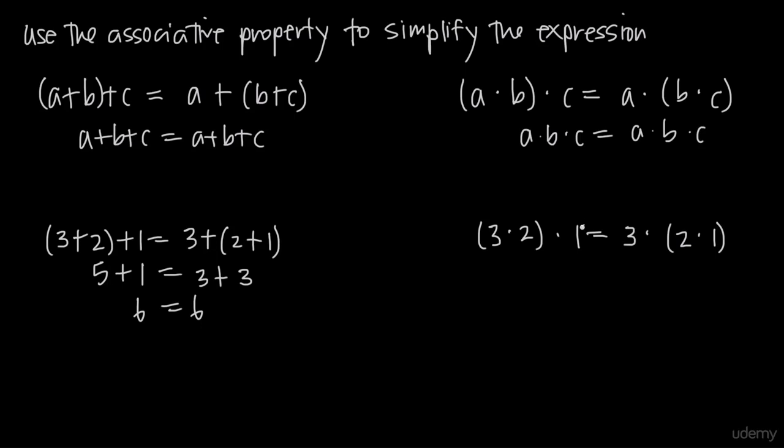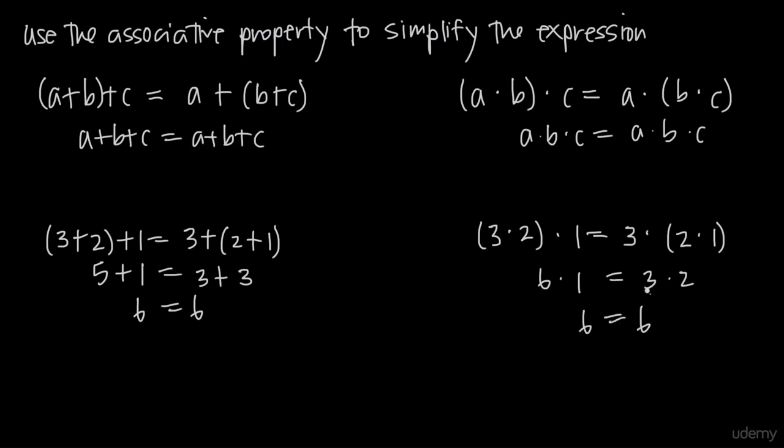If we look at this with real numbers, we can see why it's true. Here we've grouped together the 3 and the 2 on the left, and on the right we've grouped together the 2 and the 1. So on the left-hand side, 3 times 2 is 6, so we'll get 6 times 1. On the right-hand side, 2 times 1 is 2, so we'll get 3 times 2. And of course that just gives us 6 on the left and 6 on the right, so they're equal to one another.